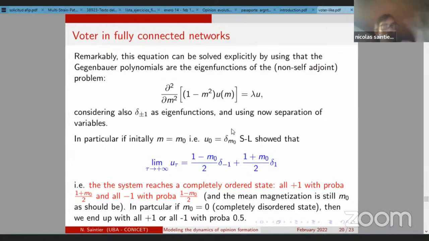The behavior of the distribution of magnetization was quite different. It was not a diffusive behavior. It was more like the initial distribution of the magnetization was just traveling, with maybe some small distortion, but essentially traveling. There was no diffusive behavior. So let's see how we could do that.